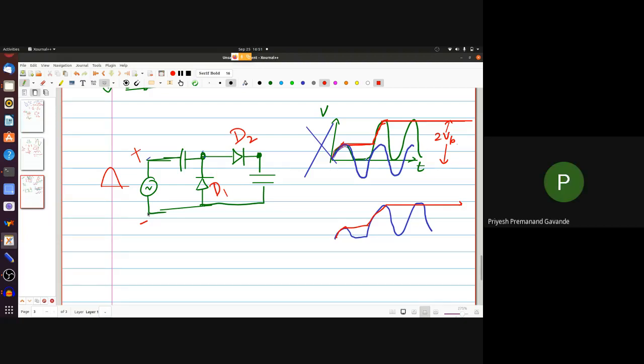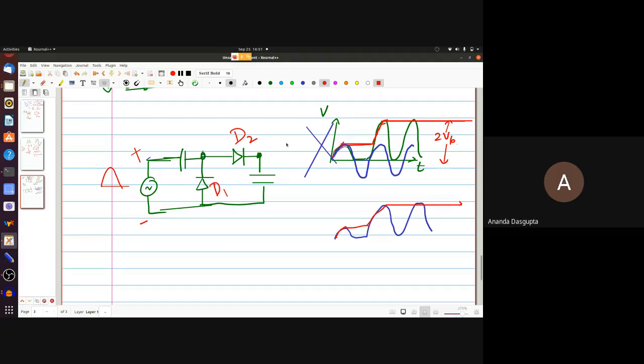D1 is reverse biased. That's what we said earlier also. And what about D2? Forward biased. Right. So the moment you connect the next segment, the argument that we made that the capacitor is not going to charge actually is wrong. Do you get that?